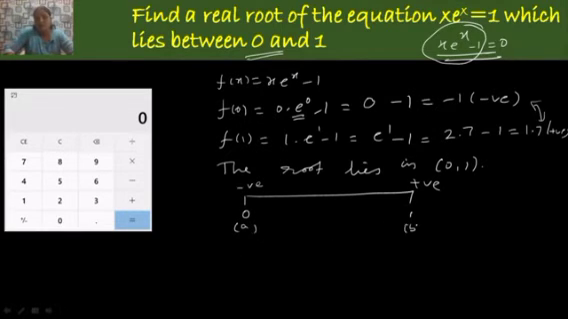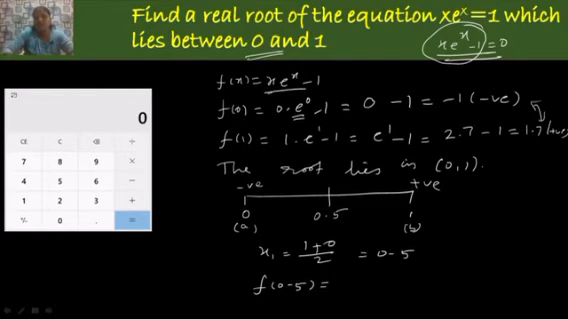So now, using the bisection method, we have to bisect this interval into two equal halves, that is (0 + 1)/2, to get the next approximation, that is 0.5. So at this point, f(0.5), what is the value of the function? That is what we have to find. Here your f(x) is x e^x - 1, that is 0.5 e^0.5 - 1.